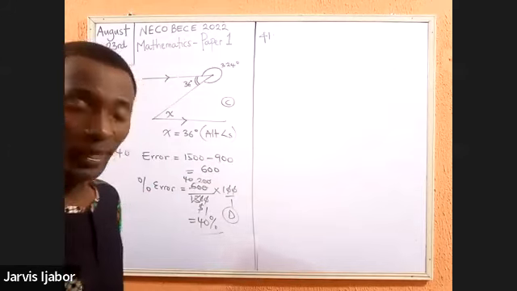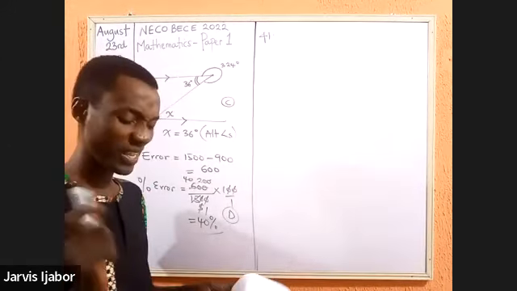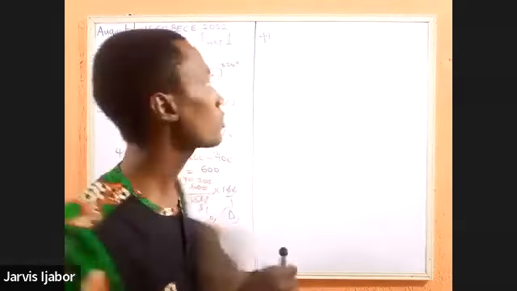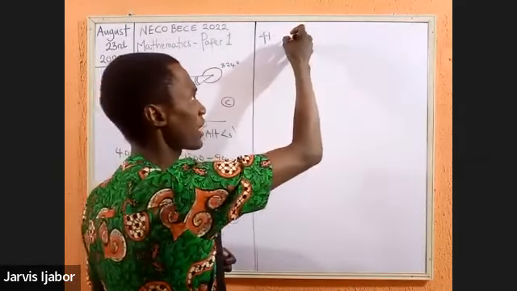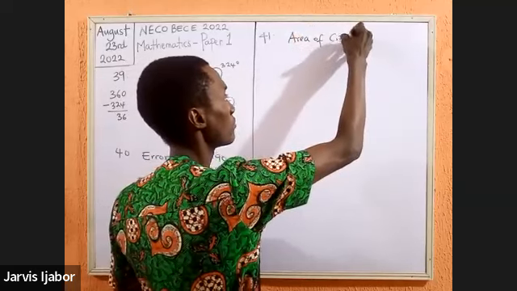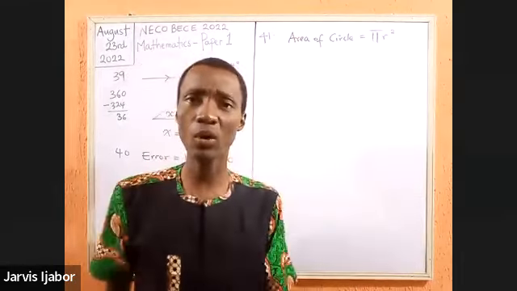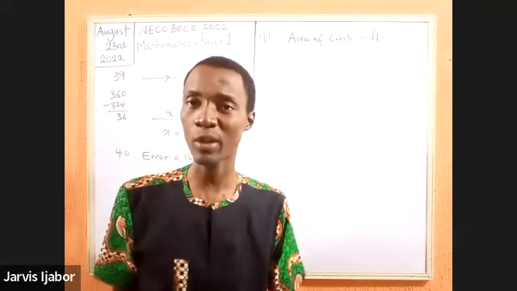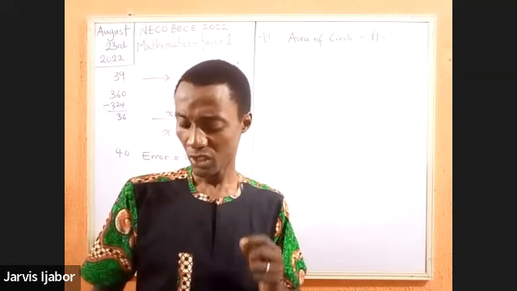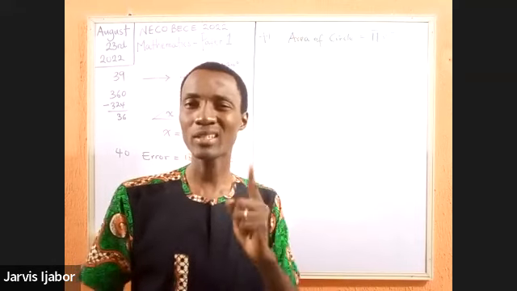In question 41, we are told that if the area of a semicircle, so what is the area of a circle? Area of a circle is equal to pi r squared. Sometimes I like the dialogue approach when I solve questions. I like to dialogue with my questions. If the area of a semicircle is 308 centimeters squared, calculate its radius.